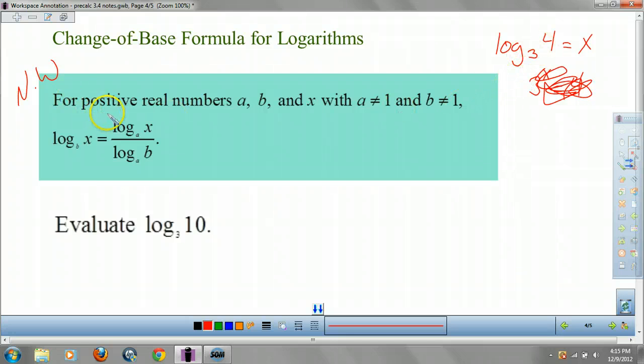But with our change of base formula, we can do that. In fact, we can change this to natural log. We can change this to log base 10. We can do whatever we want. Okay? So, what this says is some log base b of x equals log base a of x over log base a of b.